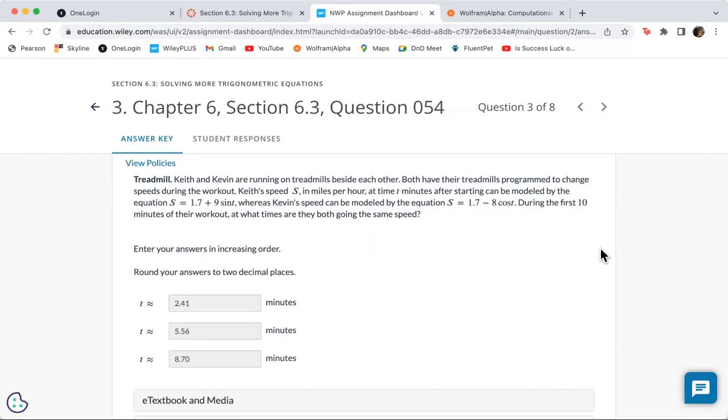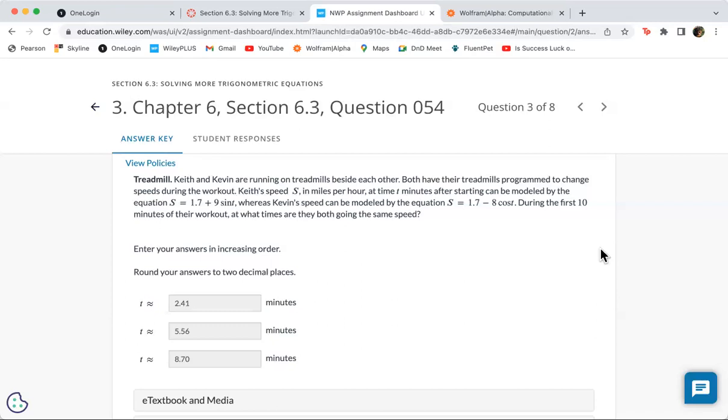So just take the 1.7 plus 9 sine t equals 1.7 minus 8 cosine t, set them equal to each other and solve. It's going to be an equation involving sine and cosine. So we'll want to find a relationship between sine and cosine, put that into the equation, and solve. Try to write it in terms of one trig function if you can. Any questions?